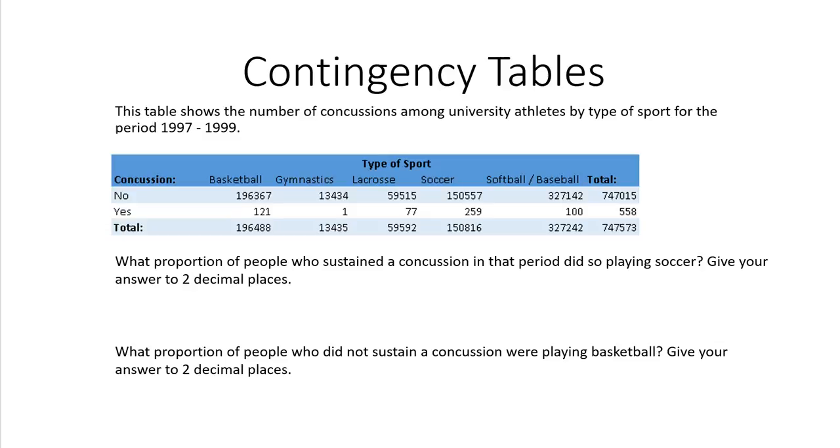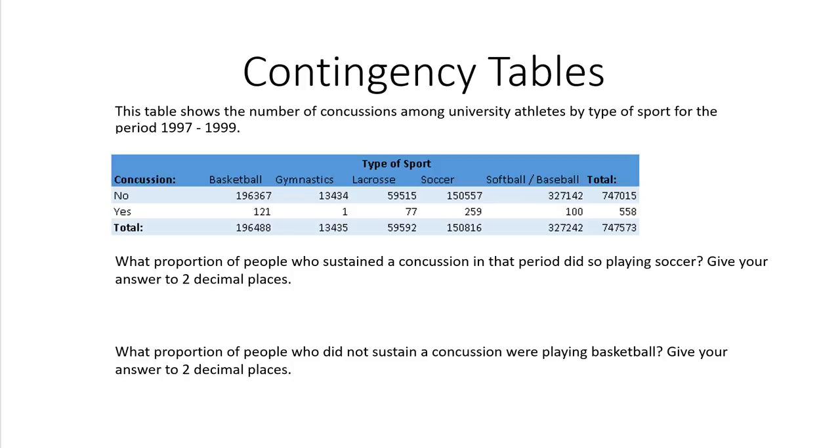Hi everyone, this is a video on contingency tables. Contingency tables are used to cross-classify two categorical variables. Here you can see that we've got a contingency table on the number of concussions among university athletes by type of sport for the period from 1997 to 1999.